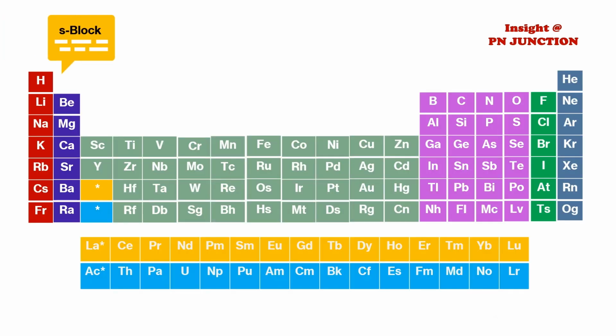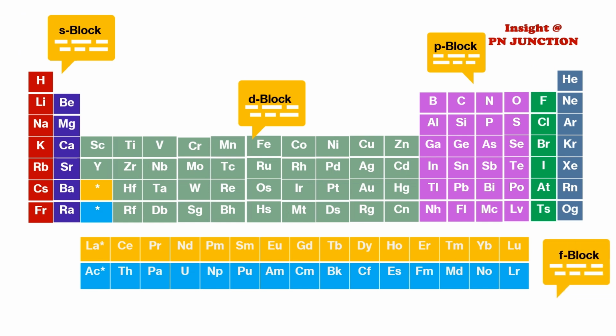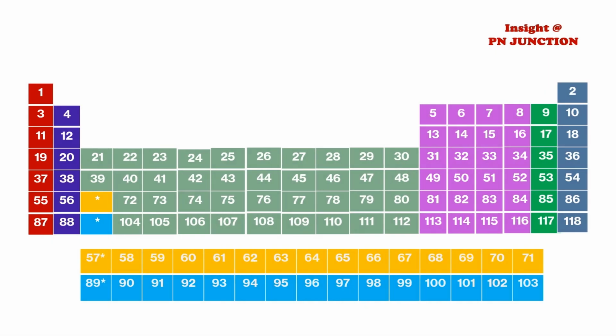Elements are arranged in S, P, D, F blocks in the periodic table. On the extreme left, we have the S block. On the extreme right is the P block, the D block in the middle, and down below is the F block. A total of 118 elements have been discovered so far.